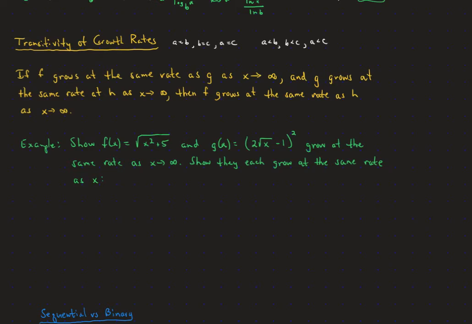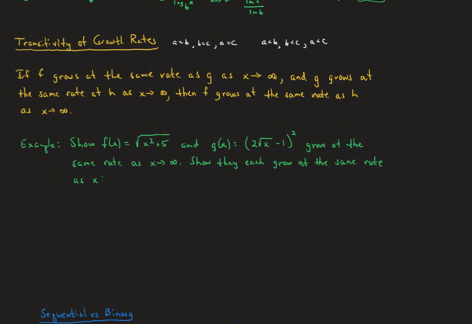As applied to growth rates, it means if f grows at the same rate as g as x goes to infinity, and g grows at the same rate as h as x goes to infinity, then f grows at the same rate as h. So this is leading to a technique that is sometimes used in trying to determine these limits. So we want to show that f of x and g of x grow at the same rate.